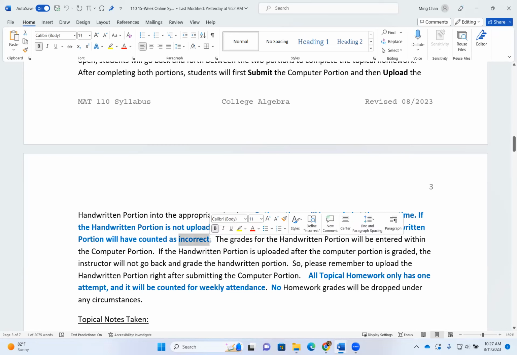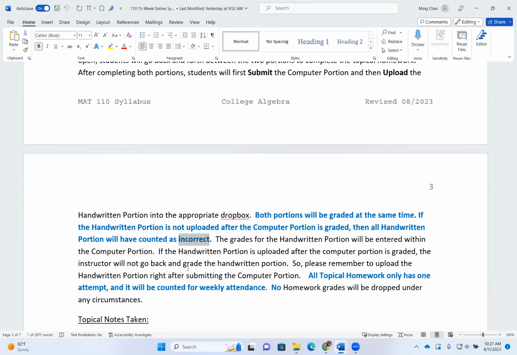So when I grade your homework, and I know the homework has both portions, I want to grade both of them at the same time, because the grade of the handwritten portion is actually going to be entered within the computer portion. So if the handwritten portion is uploaded after the computer portion is graded, then I will not go back and regrade your handwritten portion, because I need to move on to your next topical homework.